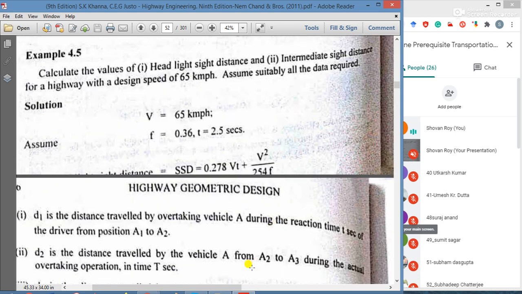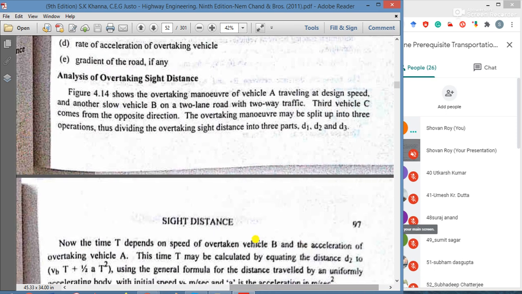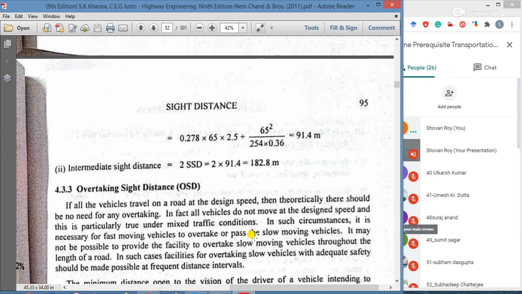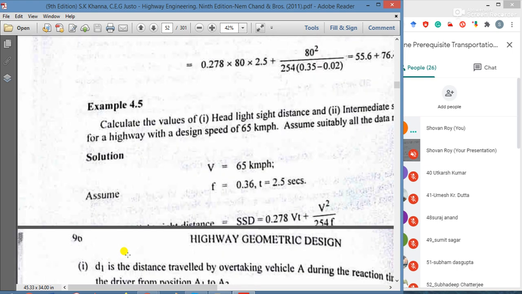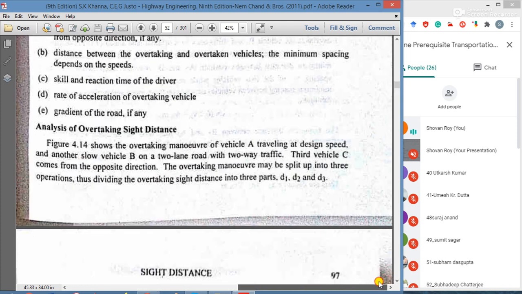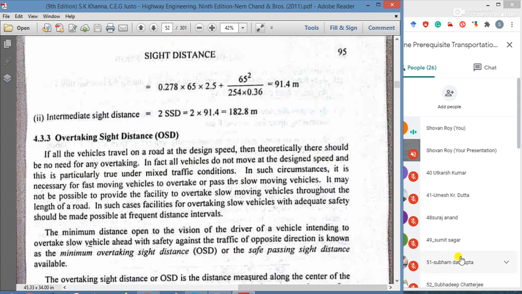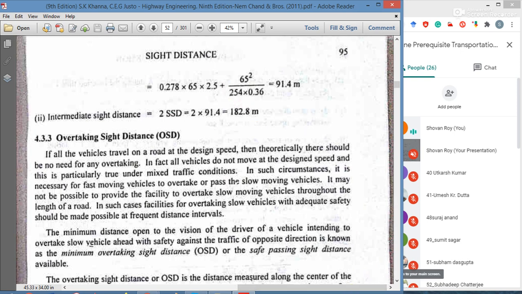After calculating this sight distance, 0.278 into 65 into 2.5 plus 65 square by 254 into 0.36, the value is 91.4 meters. This is the headlight sight distance, the same. The stopping sight distance is the same as the headlight sight distance.